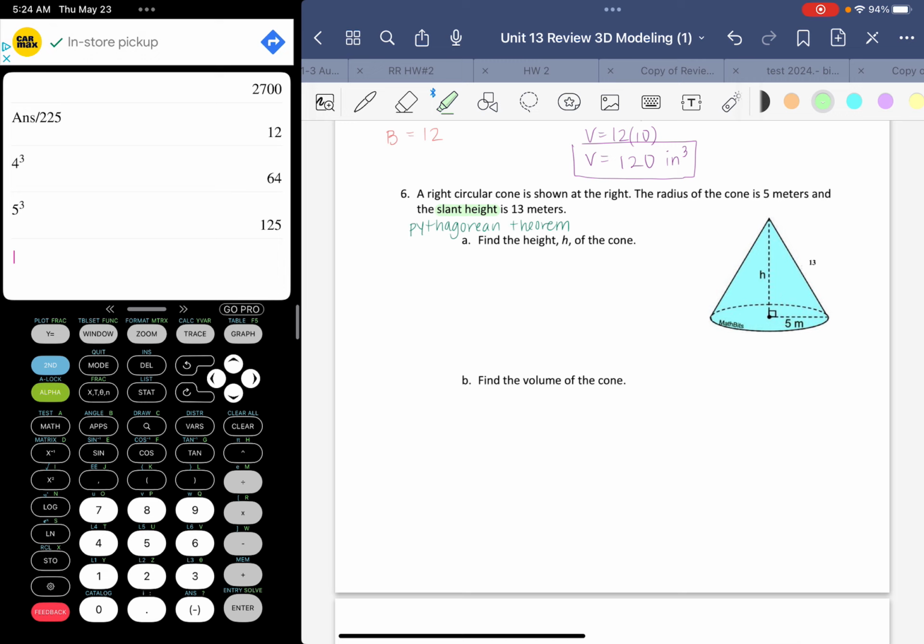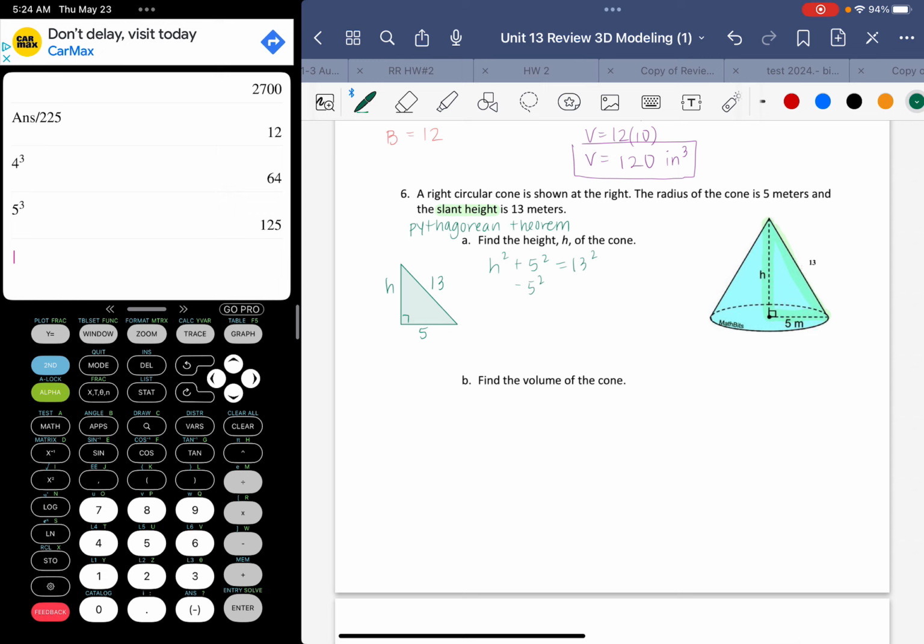So over here, we have this right triangle, and I'm going to redraw it. They're saying the slant height is the 13, the radius is the 5, but we need to know the height of that cone. So we're going to do a squared plus b squared equals c squared. The only important thing is that c is the hypotenuse, which is across from the right angle. So I'm going to say h squared plus 5 squared equals 13 squared.